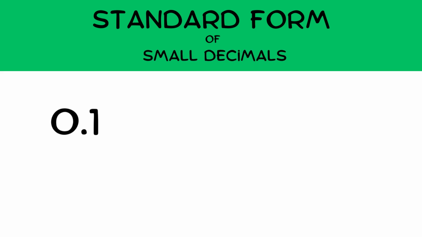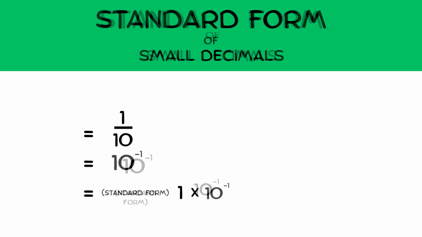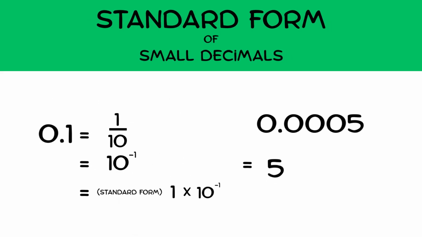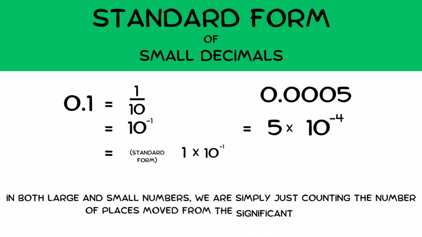In addition, this rule also applies for small decimals. For example, 0.1 as a fraction would be 1 divided by 10, which would be 10 to the power of -1. Therefore, in standard form, it would be 1 times 10 to the power of -1. 0.0005 would be 5 times 10 to the power of -4. In both large and small numbers, we are simply just counting the number of places moved from the significant number.